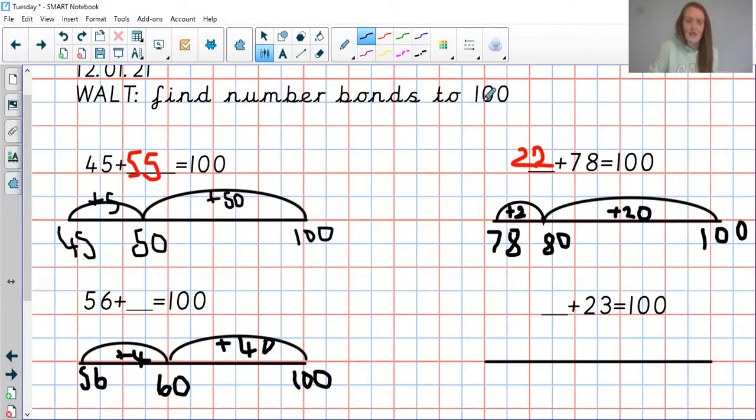So 40 add 4 makes 44. So 56 and 44 are my number bonds to 100. There we go. Now we've got one more here to do.